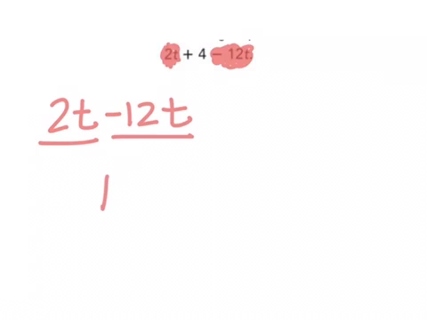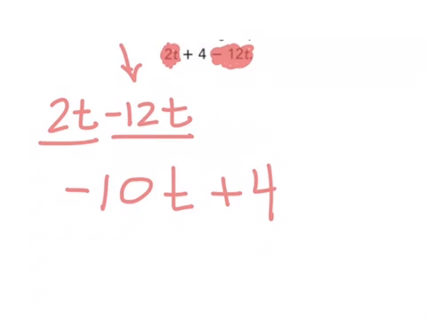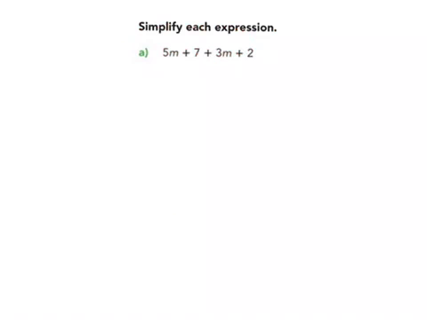12 minus 2 is 10. And you take the sign of the one that has a larger absolute value. Negative 12 has a larger absolute value. It is negative, so this is negative 10t. Plus 4. 4 has nothing to combine with, so the 4 just stays. So this is negative 10t plus 4.